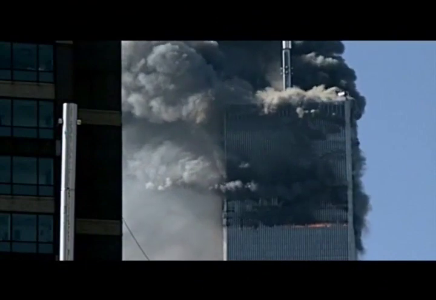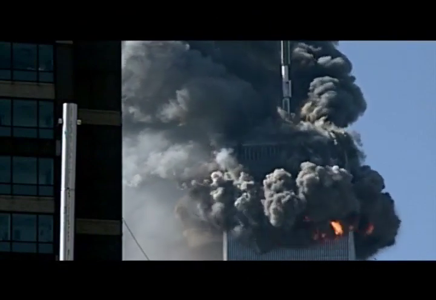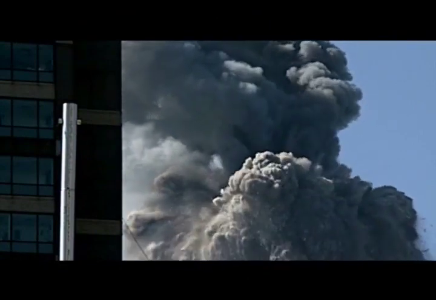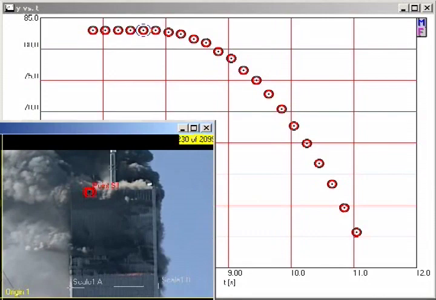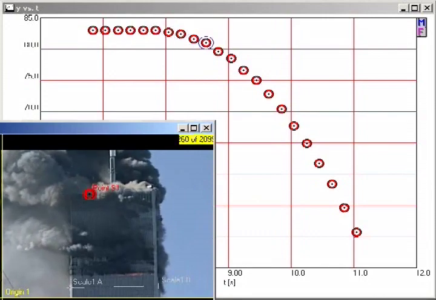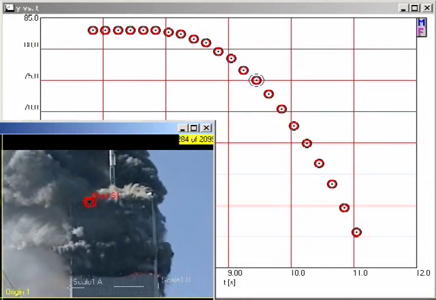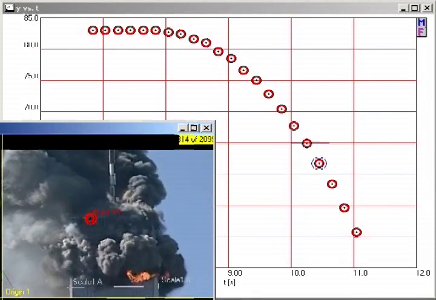This is the start of the collapse of World Trade Center Number 1, also known as the North Tower. We are here tracking the motion of the roofline at 0.2 second intervals through approximately 32 meters, or 8 stories. This graph shows the height of the roofline as a function of time.